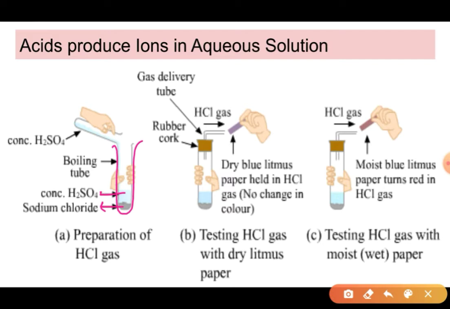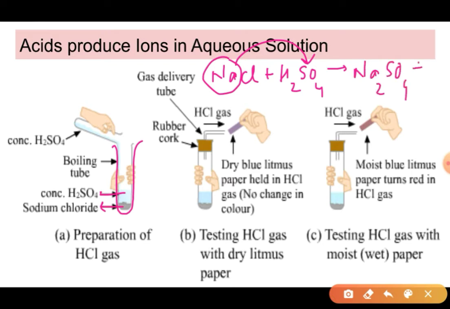So what reaction will take place? NaCl and sulfuric acid, these two compounds are reacting together. Na as a cation will react with the anion and form sodium sulfate, and H and Cl will react together to form HCl. Now this HCl will be liberated as a gas. So this gas will be taken out from this delivery tube.